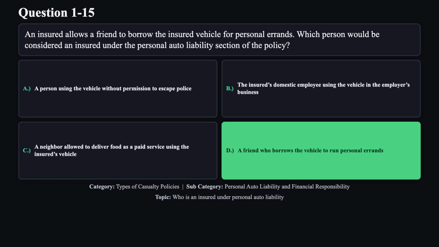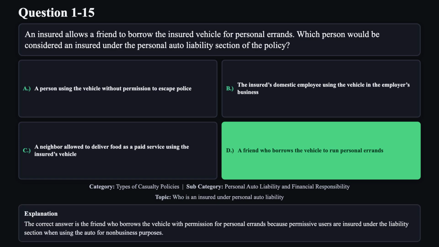The correct answer is D. The correct answer is the friend who borrows the vehicle with permission for personal errands, because permissive users are insured under the liability section when using the auto for non-business purposes.